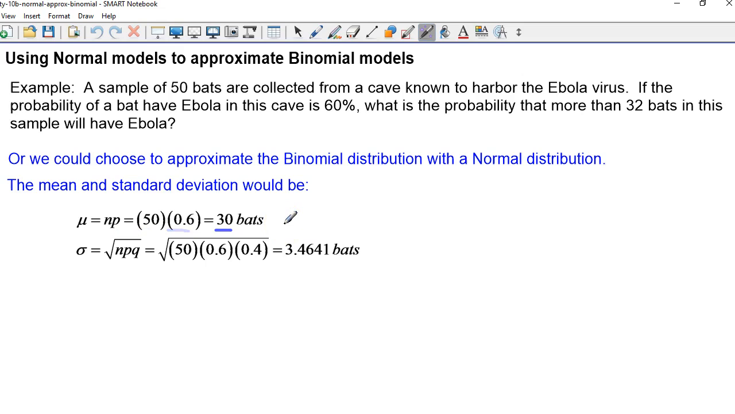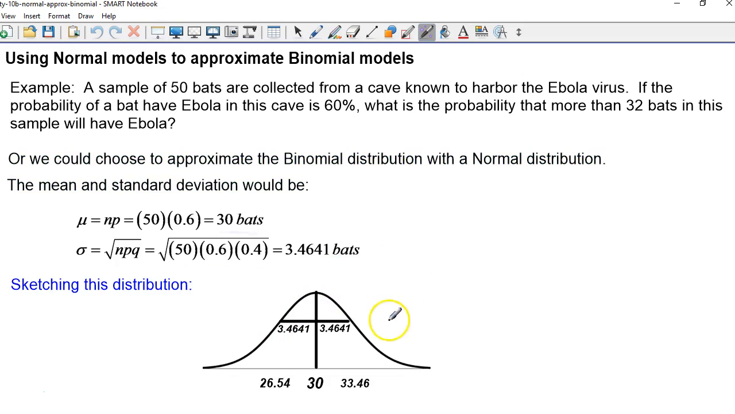Both 20 and 30 are above the magic number of 10, and that means that this is going to be symmetrical enough to approximate with a normal distribution, and the mean of that distribution would be n times p, 30 bats, and the standard deviation of that would be the square root of npq, so the square root of 50 times 0.6 times 0.4, which is 3.4641 bats. And that means that I could sketch this distribution, mean of 30, standard deviation 3.4641, which means plus 1 standard deviation is about 33.46, and minus 1 standard deviation is 26.54.